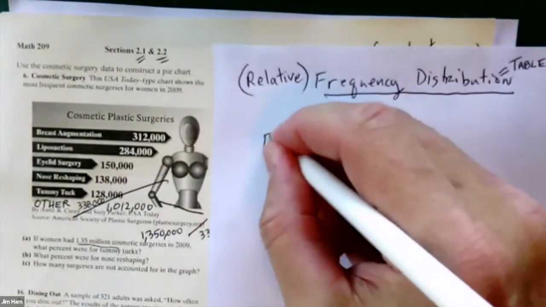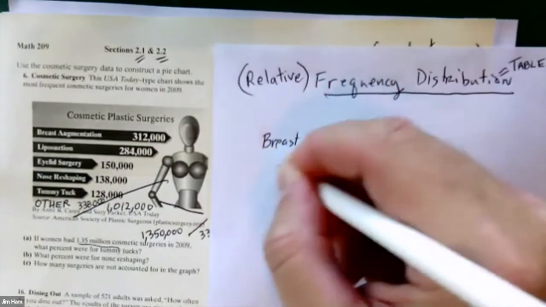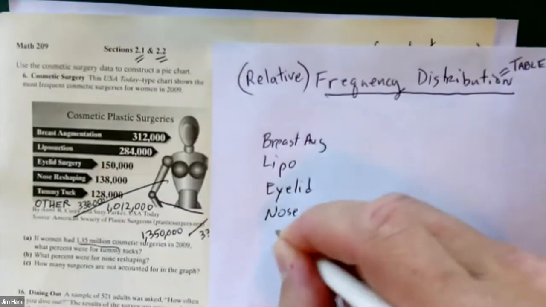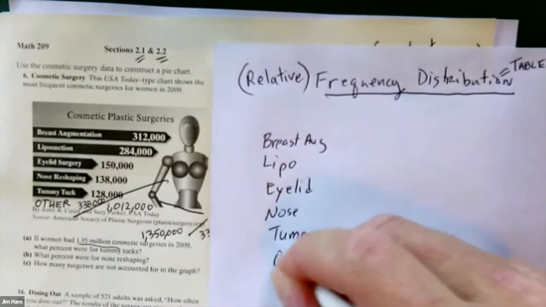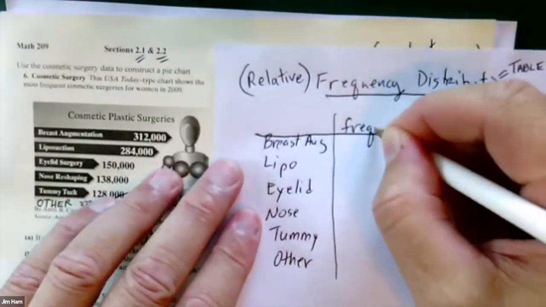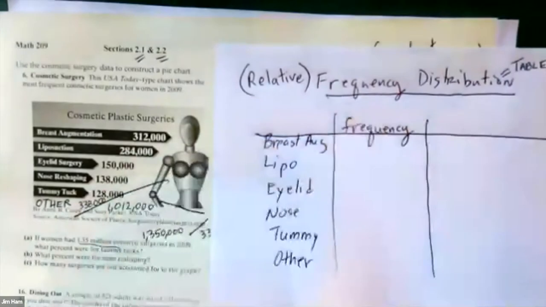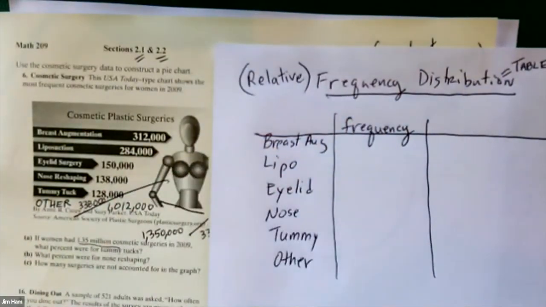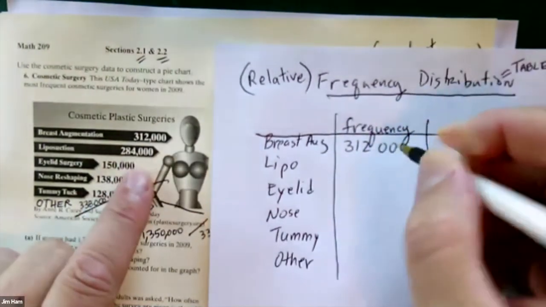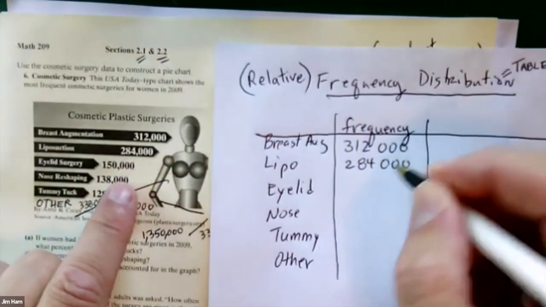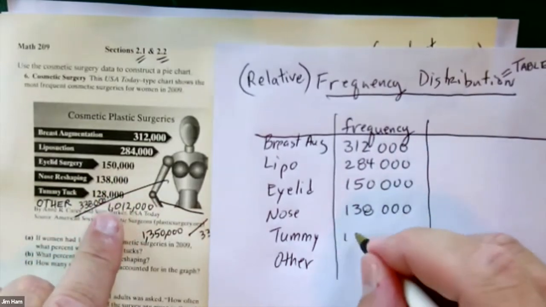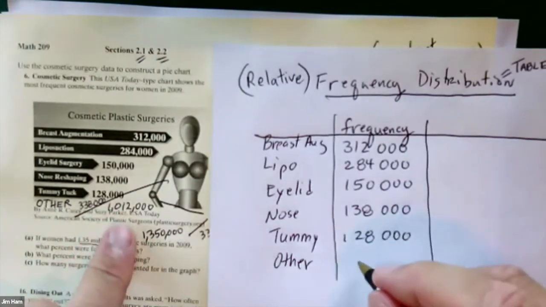So breast augmentation, liposuction, eyelid surgery, nose reshaping, tummy tuck, and other. And we have frequency. While they don't label it on this graph, you're going to be asked to draw frequency histograms, bar graphs, and so on. I'm just going to bring over the numbers from the table and then show you how to calculate the relative frequency. And then we'll use that to draw our pie chart.